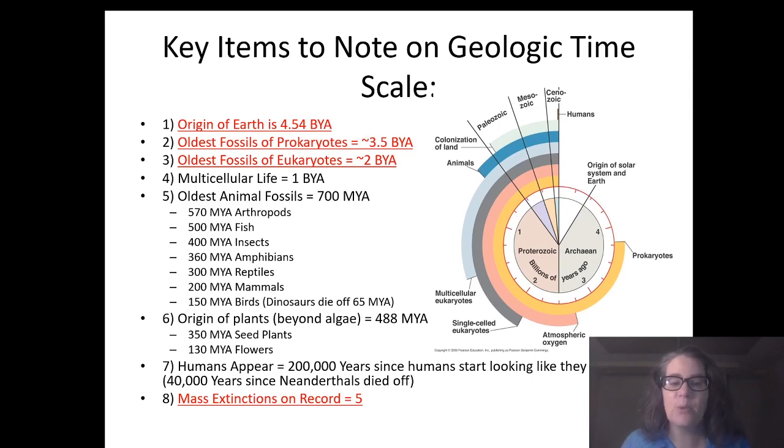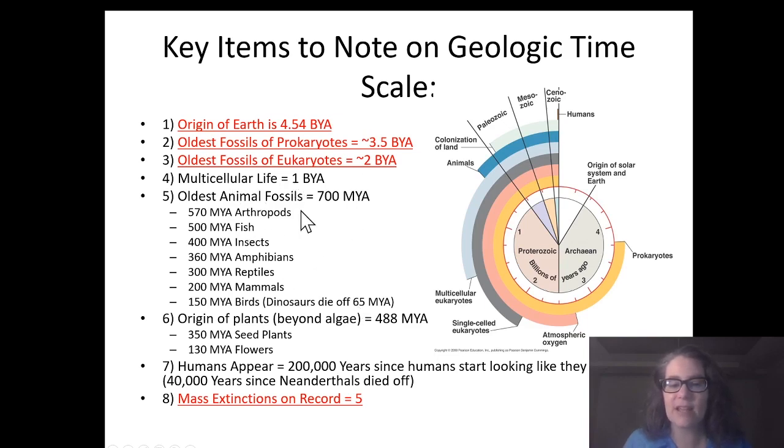I also want you to know when the first prokaryotic cells, or life, is fossilized in our fossil record, and that is listed at about 3.5 billion years ago. And then the first cells that are like your own cells with true nuclei, they're called eukaryotic cells, those come to be about 2 billion years ago. You can read through the rest of this.